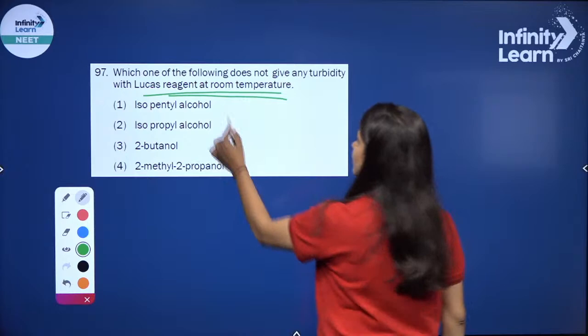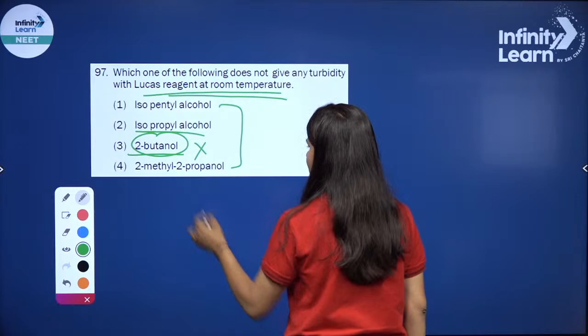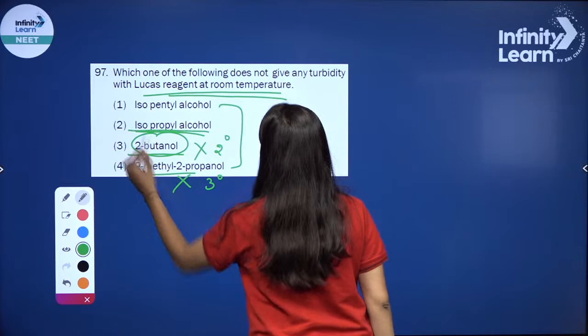Now, what is this? Isopentyl alcohol, isopropyl alcohol, 2-butanol. 2-butanol is definitely not the answer. 2-methyl, this will be secondary, this will be tertiary. Isopropyl alcohol, what is this isopropyl alcohol?